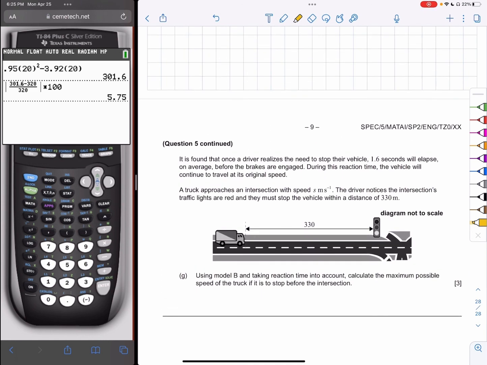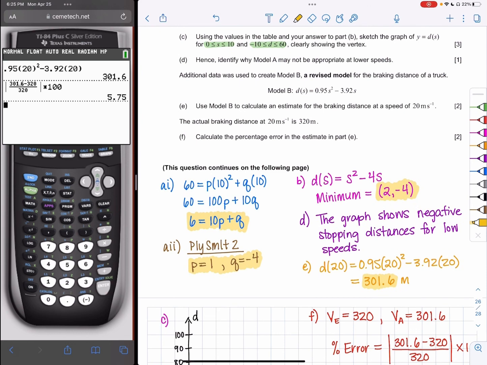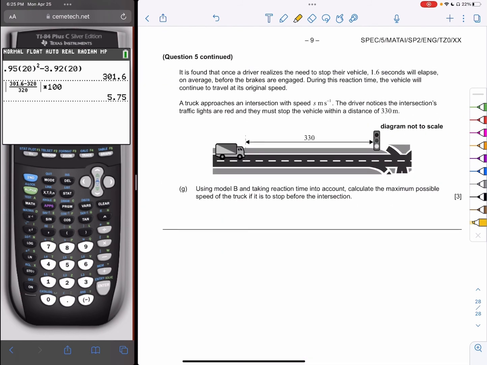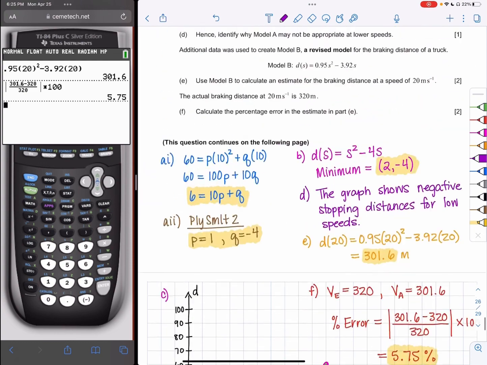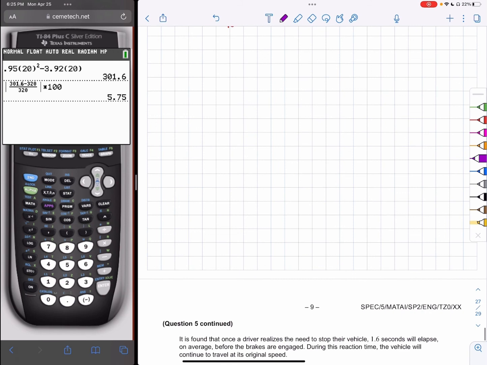All right. So remember, we have the equation for model B here. Model B was given by the equation D of S is equal to 0.95 S squared minus 3.92 S. Okay, so that was model B. So I'm just going to write that down here. So I have 0.95 S squared minus 3.92 S.